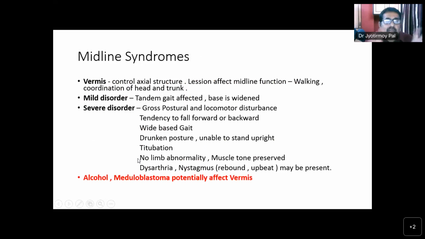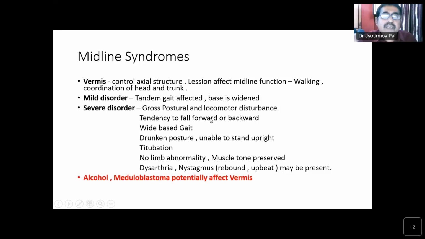To come slightly into detail about the midline syndrome, what is the etiology? It is alcohol and medulloblastoma. In alcoholism, they affect the vermis, and the vermis controls the axial structures. So with a lesion in the midline structure, there will be defects in walking and coordination of the head and trunk. In a mild disorder, the tandem gait will be affected. As the disease advances, there will be gross postural and locomotor imbalance, with a tendency to fall forward and backward.